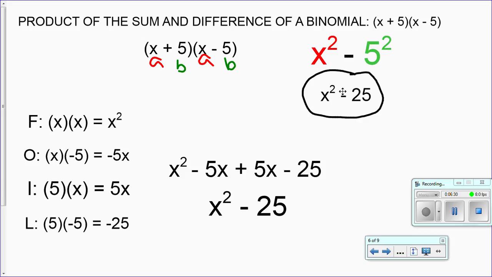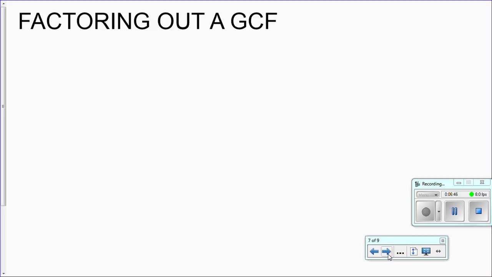Okay? So if you have any questions on these special cases, just write it down. Now, they're special cases because it's a shortcut. Doesn't mean you can't solve it the normal way anymore. Like, you can always solve it the normal way, with FOIL or a Punnett square, just straight up distributing. It's up to you. Alright, next we're going to do is factoring out a GCF.